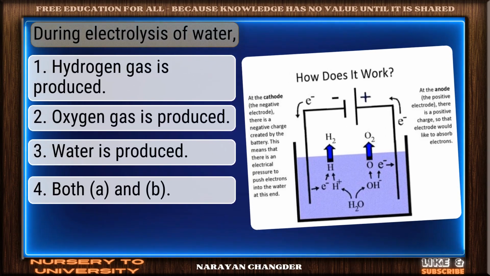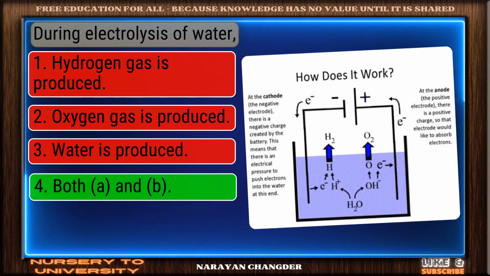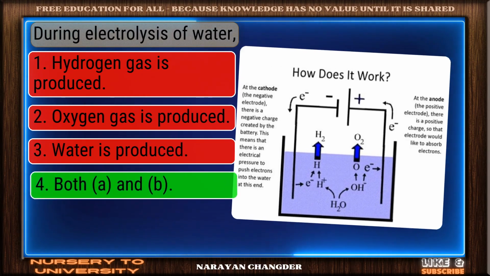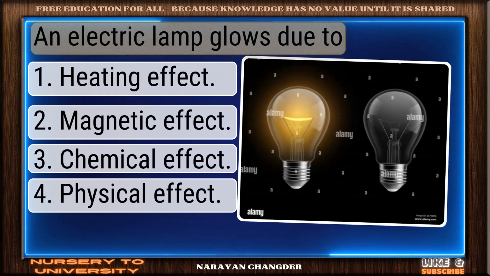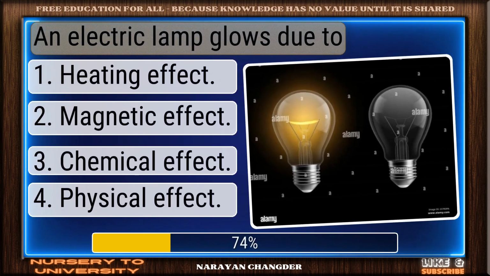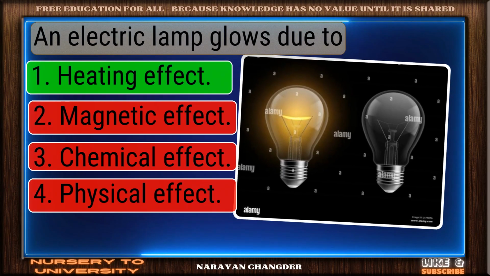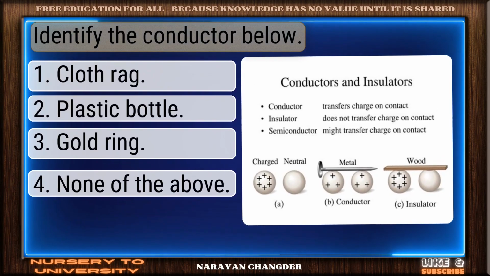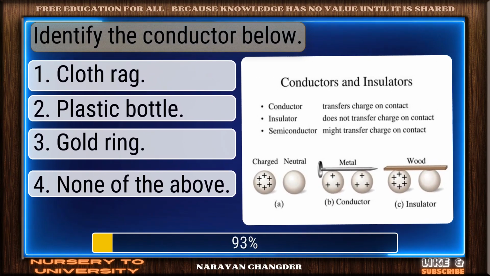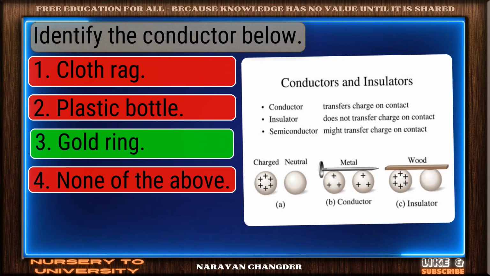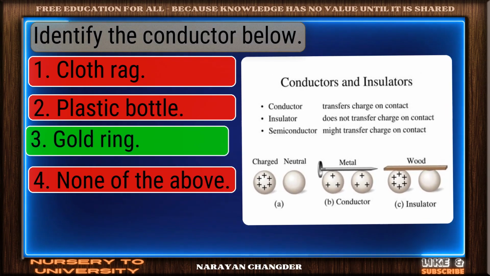Question number 237. During electrolysis of water. Well picked. Both, and is the correct answer. Question number 238. An electric lamp glows due to. Great job. Heating effect is the accurate answer. Question number 239. Identify the conductor below. Clear logic. Your choice gold ring is sound and 100% true.